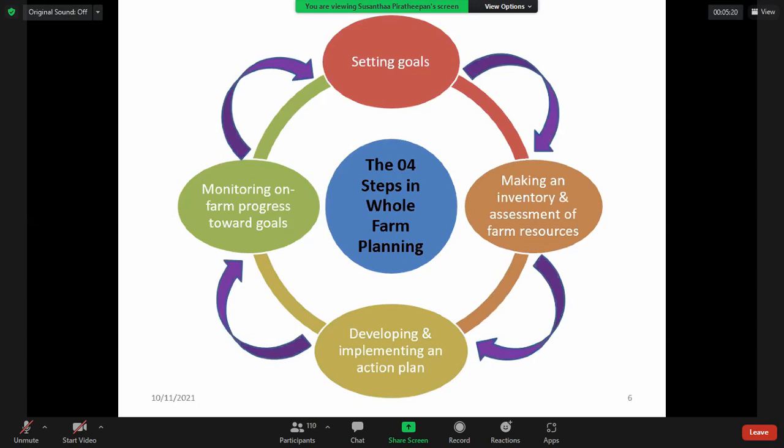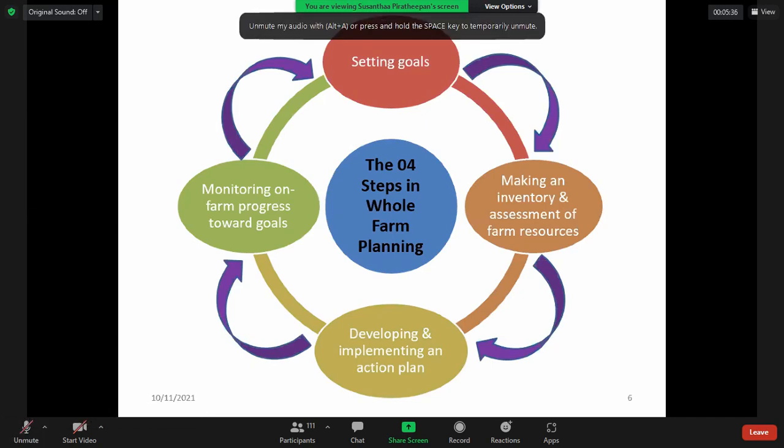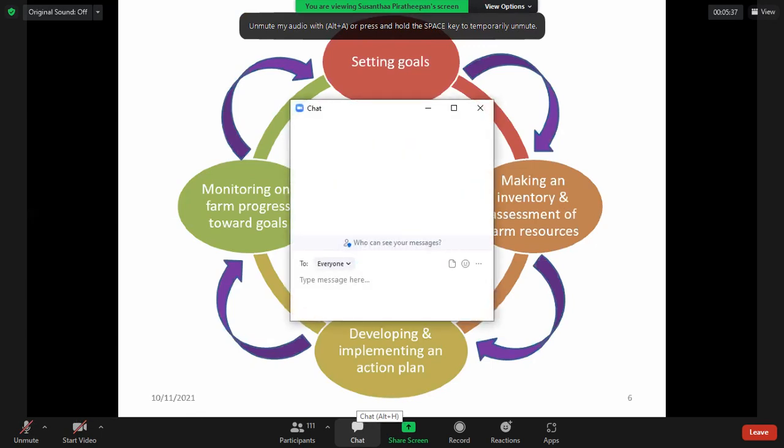So before going to the detailed discussion about farm planning, if you have any doubt from the previous sections, you can ask. Or if you need any clarification, or if you have any suggestions also, you can ask or tell.